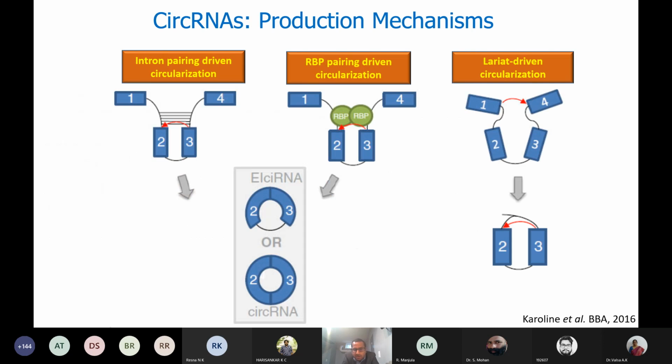This slide talks about how they are synthesized in the body. Over the past 7-8 years, people have put forward a few mechanisms for how they can form. The first one is intron pairing driven circularization. There are ALU repeats, for example, in this model, where the intronic sequence has complementary sequences which can pair. So imagine there's an exonic region.